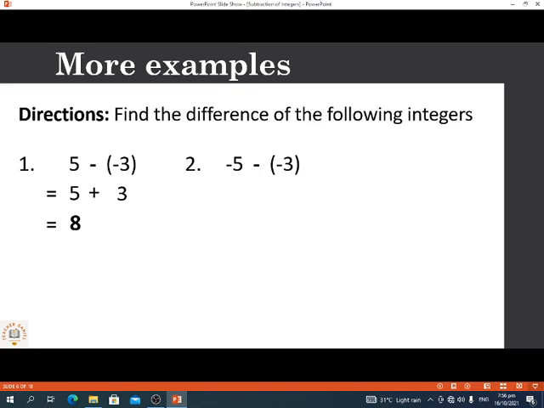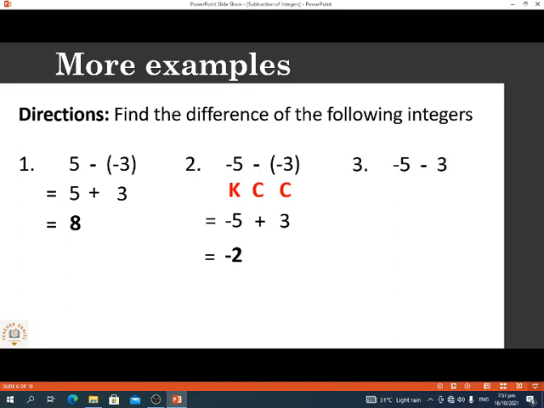So let us start. We start with the subtrahend, which is negative 3. So C means change the sign of the subtrahend. So negative 3 will become positive 3. And then change the operation. So minus will become plus. And then keep the minuend. So just bring down negative 5. So we will have negative 5 plus positive 3. So we will proceed to the addition rule. Negative 5 plus 3 equals negative 2. Very good.